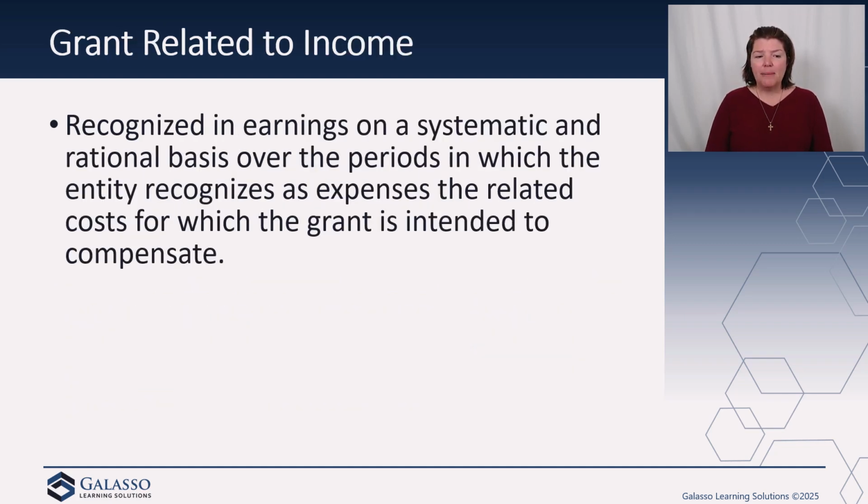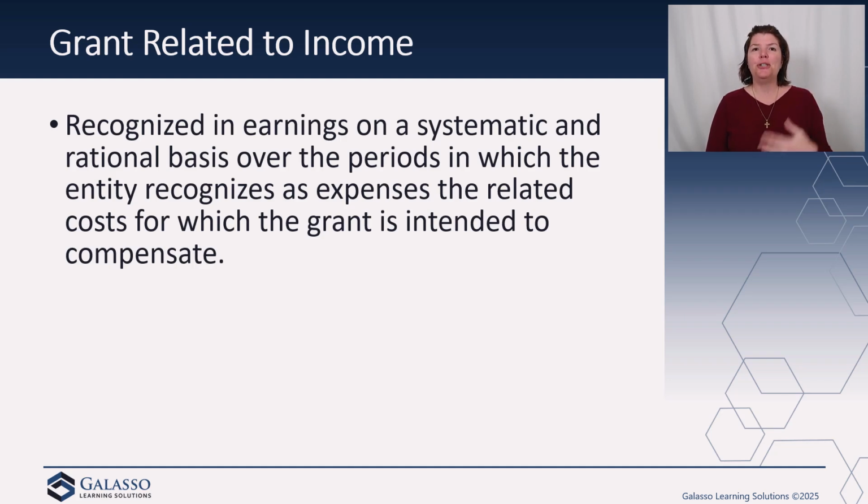All right, so let's talk about our grants related to income. These are, again, going to be those items that are not for the purchase of an asset. And these are going to be recognized in earnings on a systematic and rational basis over the periods in which the entity recognizes as expenses the related costs for which the grant is intended to compensate. So maybe you're getting funding to cover payroll or to cover certain purchases. In that scenario, you would recognize it systematically and rationally. So again, if you have a cost reimbursement type of contract, this is going to be in here.